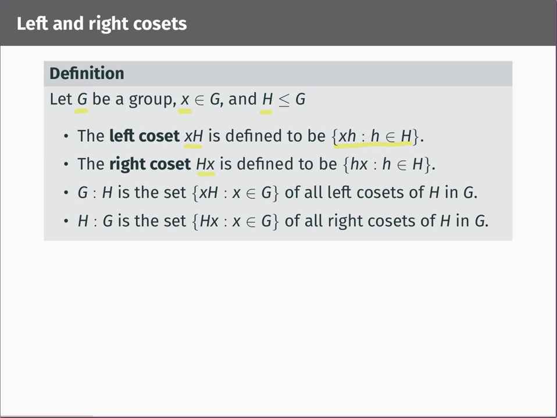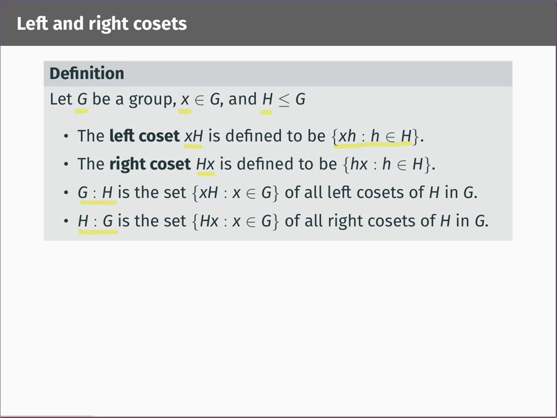There's then some notation for the set of all cosets. So the notation is G colon H for the set of all left cosets of H in G. This might look slightly strange, but we're stuck with it by tradition. This is the universal notation for the collection of cosets, or nearly universal. And H colon G means the set of all right cosets of H in G.